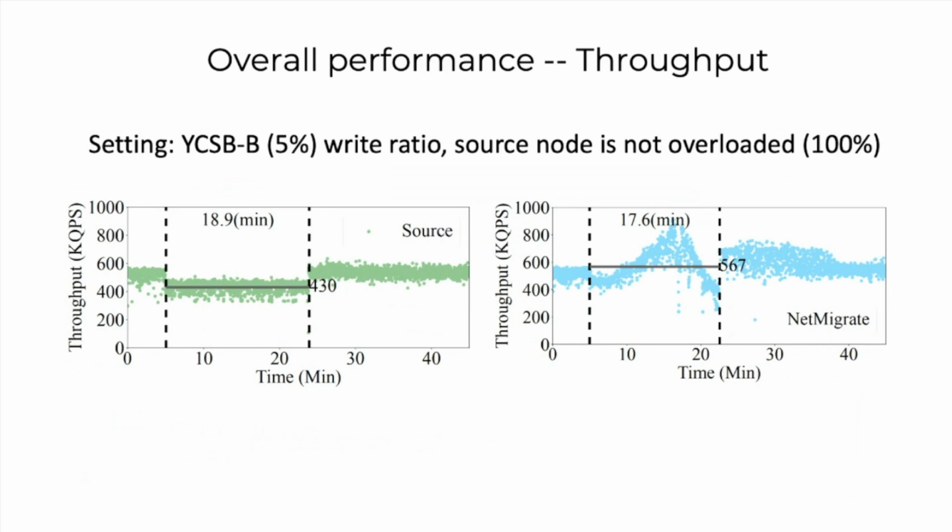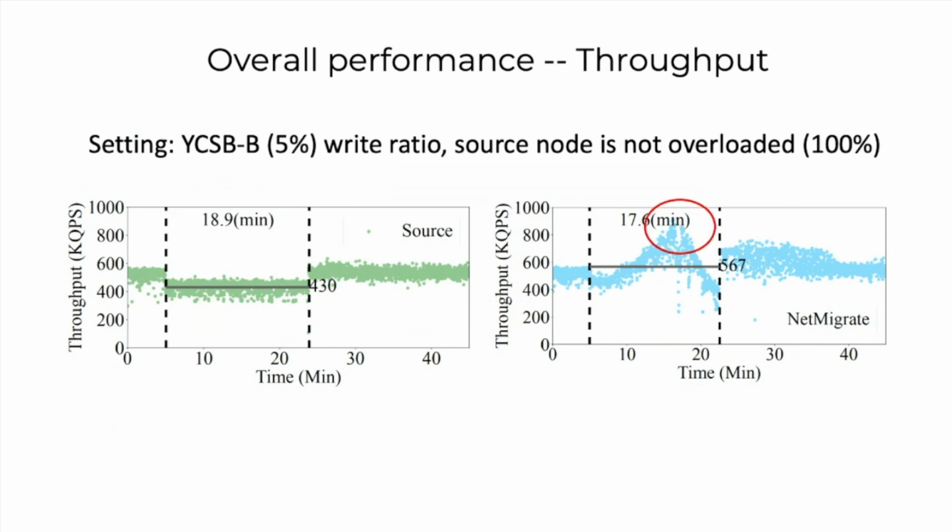During the migration, we see that the source-based migration has a slightly lower throughput compared with without migration. And this is because the source nodes are experiencing the pressure from migrating data. And NetMigrate, on average, has an even higher throughput compared with without migration.